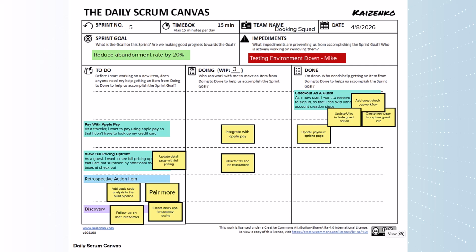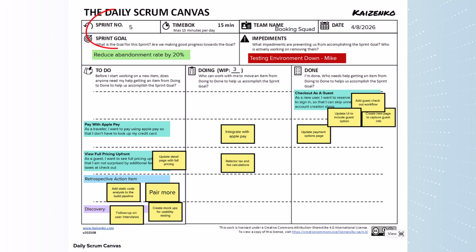Today we're going to walk through the Daily Scrum Canvas. The purpose of the Daily Scrum is to inspect progress towards the sprint goal and adapt the sprint backlog as necessary, adjusting the upcoming planned work. It's important to understand that the Daily Scrum is a daily planning and coordination event for the developers by the developers. It's not a status meeting. Only the developers are required. The Scrum Master and the Product Owner are both optional.